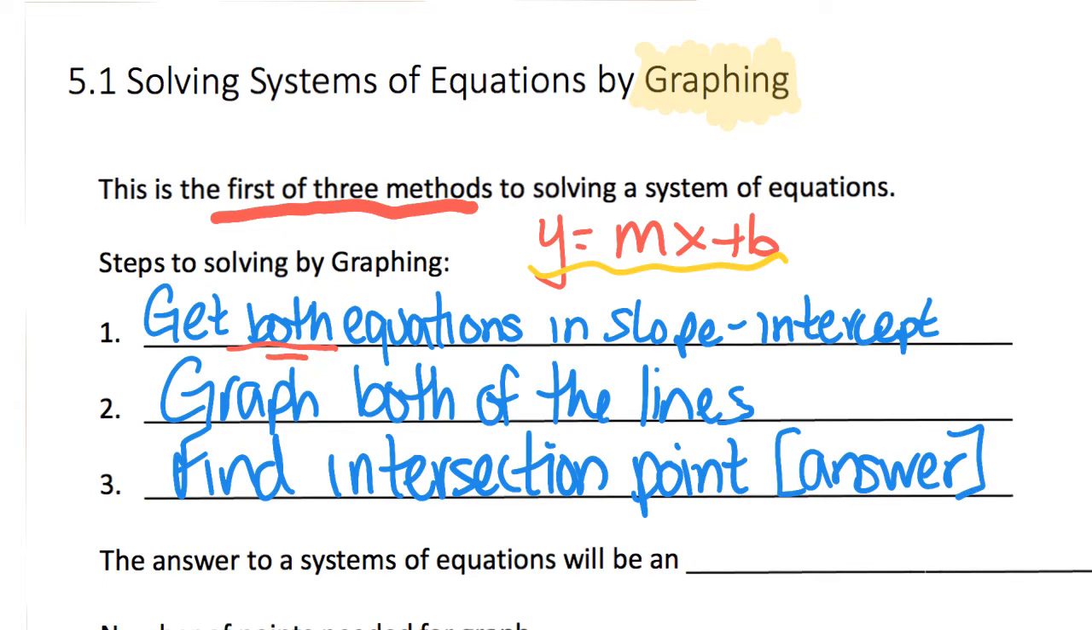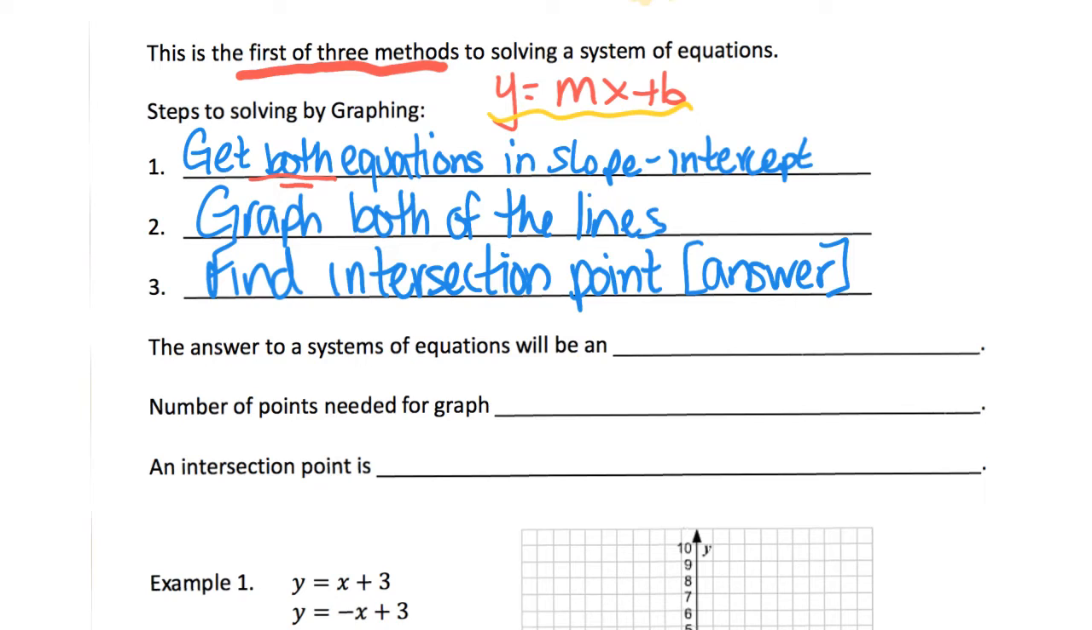Okay, so here are our three steps. We're going to get both equations in slope-intercept form, graph both of the lines, and then find the intersection. After we do that, the answer is going to be written as an ordered pair. So remember, that's x comma y.